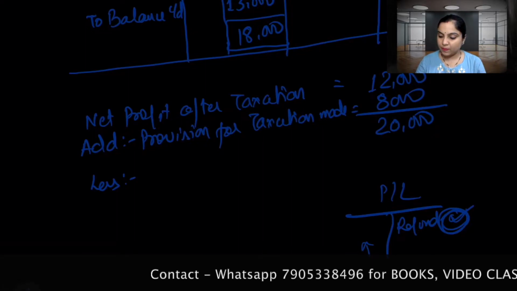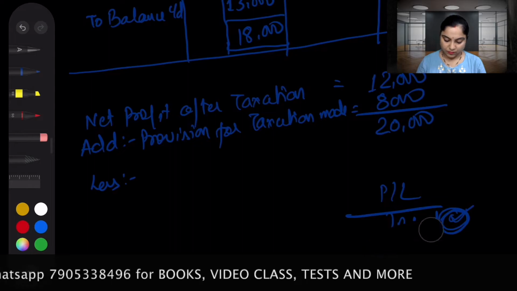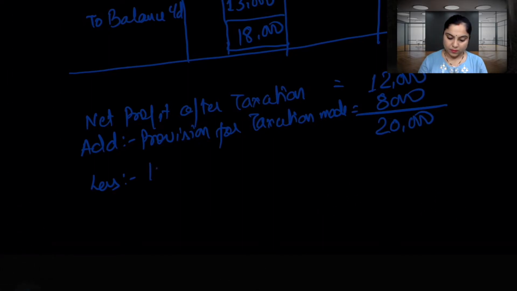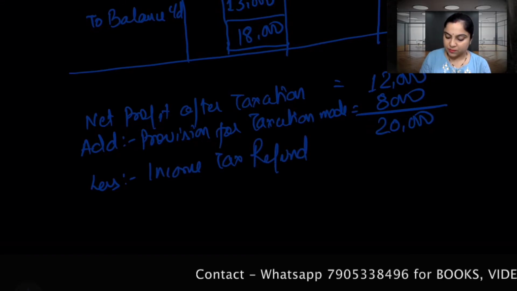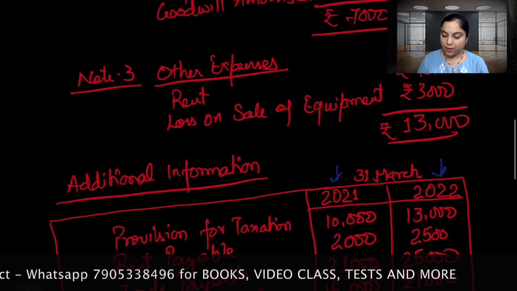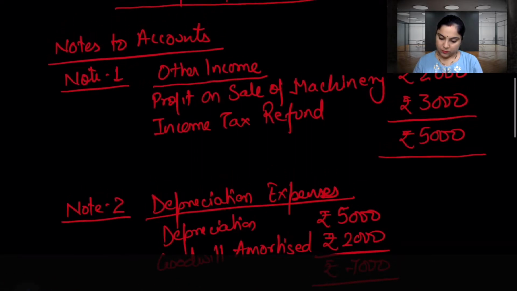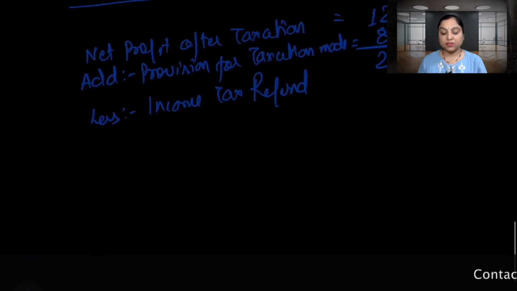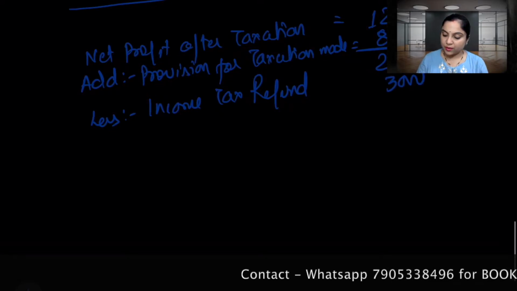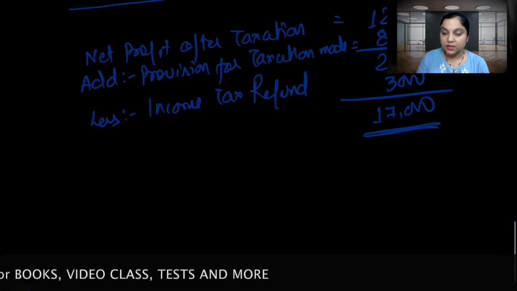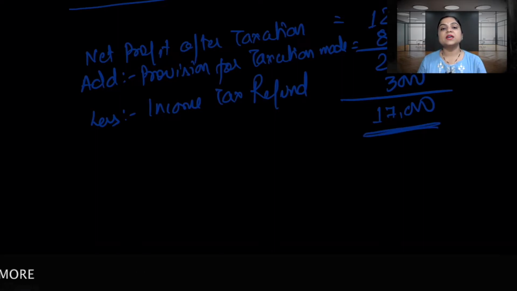Okay, income tax refund. What's the amount of income tax refund? Let's see. Okay, it's rupees 3,000. It's already disclosed. So you reduce and we have net balance of rupees 17,000. Rupees 17,000 we are left with as net profit before tax.